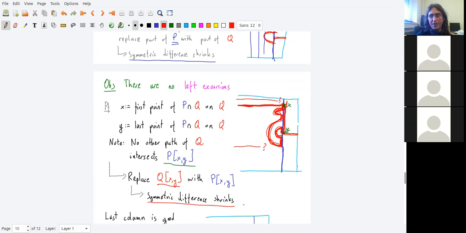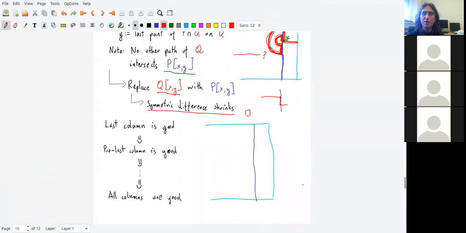And if there are no left excursions and no right excursions, then for the last column, because everything that we did so far was for the last column, the intersection with any row must look like that. Without any excursion, I follow a little bit with the blue path, and then I leave it and never meet again. Good. So now the last column is good. Yes, we know that all the rows look like that.